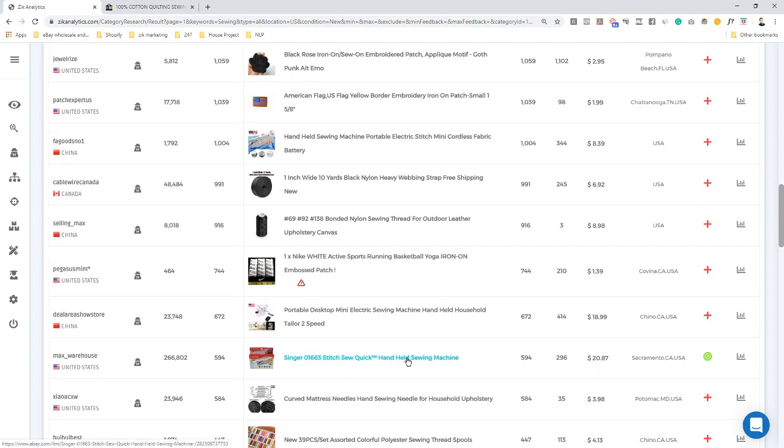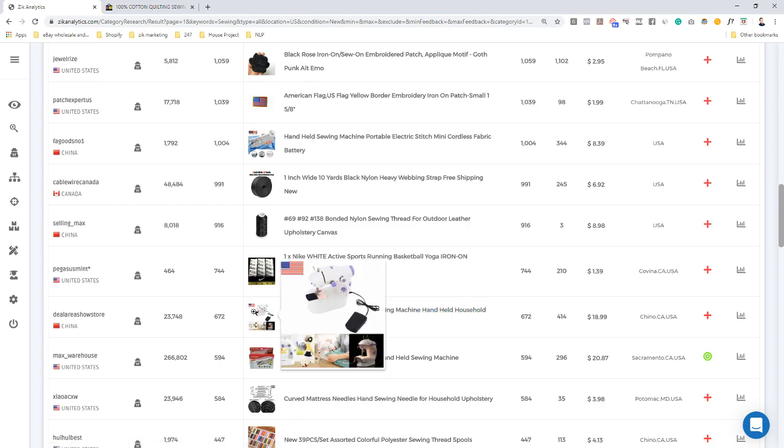So this is a Singer product. This is, all right, so take a look at this one. It's a portable desktop mini electric sewing machine, handheld household, tailor 2-speed. It's selling for $18.99, 400 watchers, 600 sales lifetime. In my opinion, this is a unique performance product. Why? It has a decent amount of sales. It's selling for a little bit more money than the other products we see here on page 1.